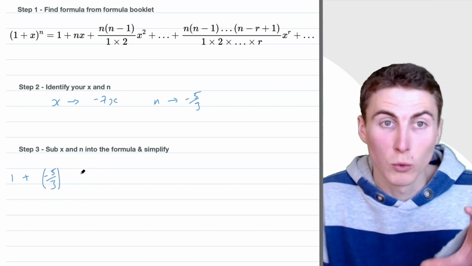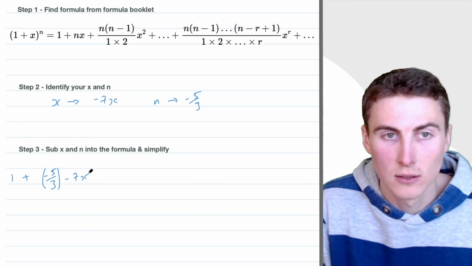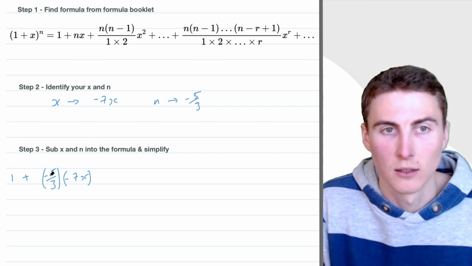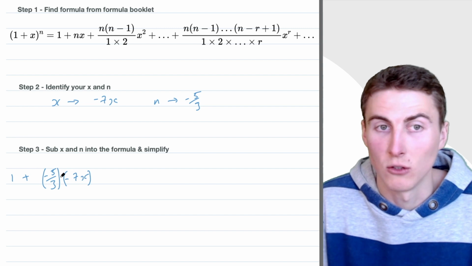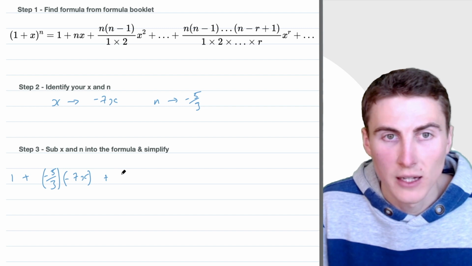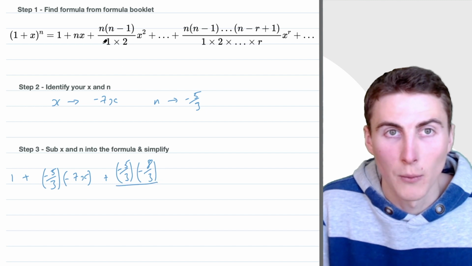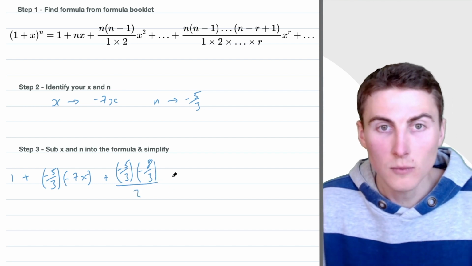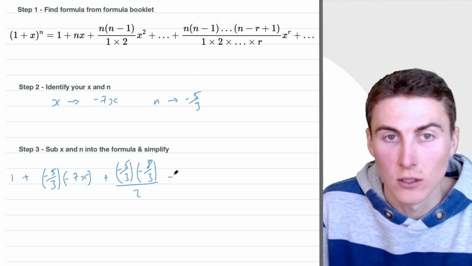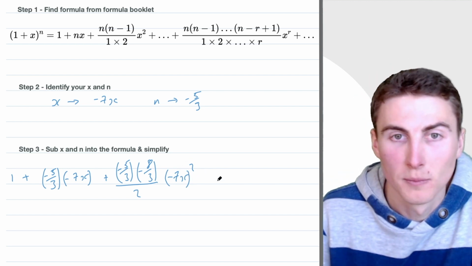And then, if you remember, normally we would have just put an x here. But because we have minus 7x now, we need to put minus 7x. And this is where the brackets come in really handy, because you put a bracket around each one, and you can multiply them when you expand it out. For the next one, we have the n, which is minus 5/3, times minus 8/3, because we're taking away 1. And we have 1 times 2, so just 2 on the bottom. But then instead of just x squared, it's the whole minus 7x that's being squared. Again, that's really important.